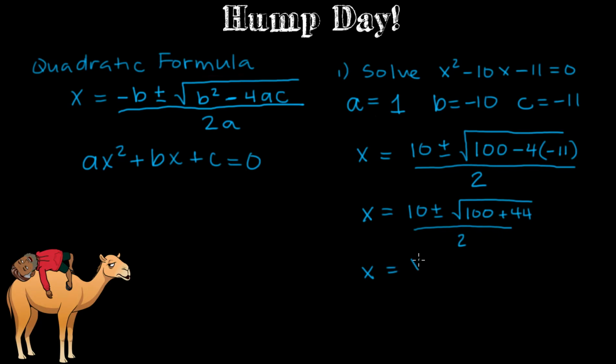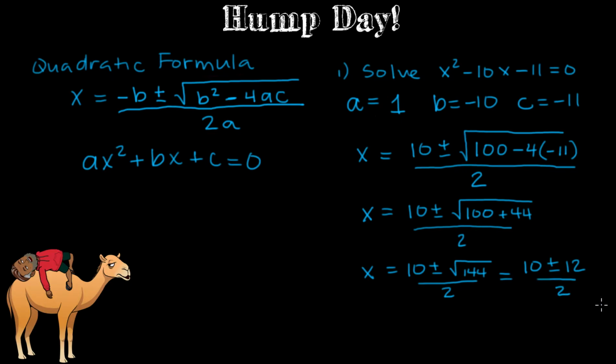We get x equals 10. Oh, that's not a 10, that's an x, sorry. X equals 10 plus or minus the square root of 144 over 2. And then I'll simplify this a couple more times. The square root of 144 is 12, so I'm going to get 10 plus or minus 12 over 2.